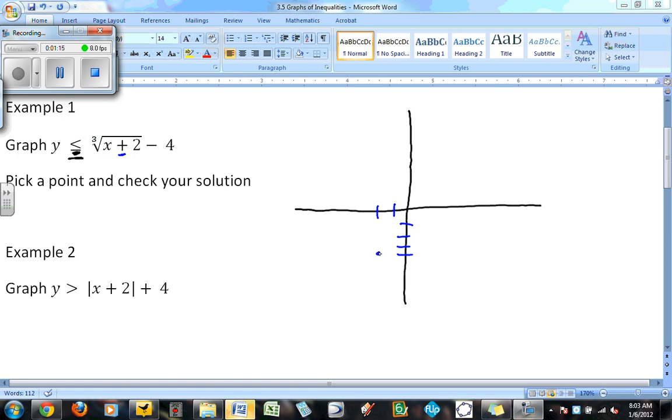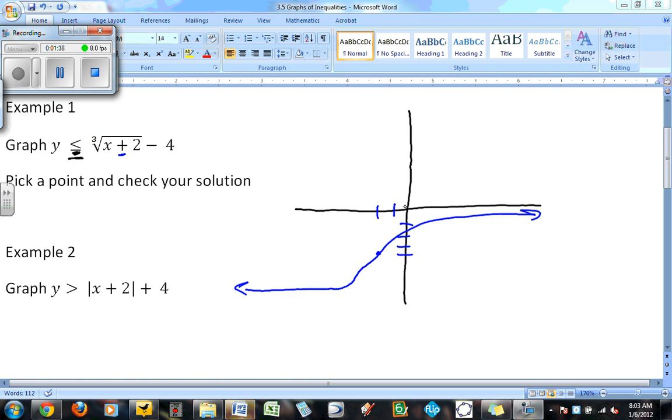If you remember, our x to the third power graph came up and went along like that. This graph is going to be the sideways version of that. It's going to come down here and go something like that. And we said it was going to be a solid line. Then the only thing we have to do is pick a point and check your solution.